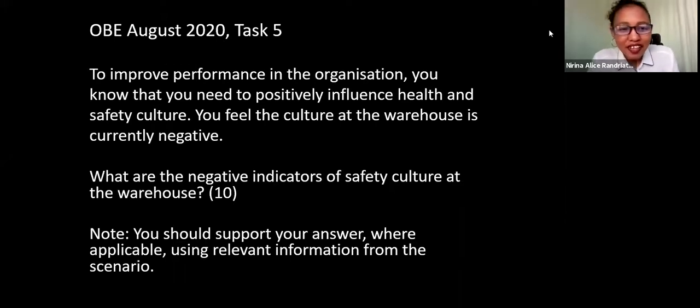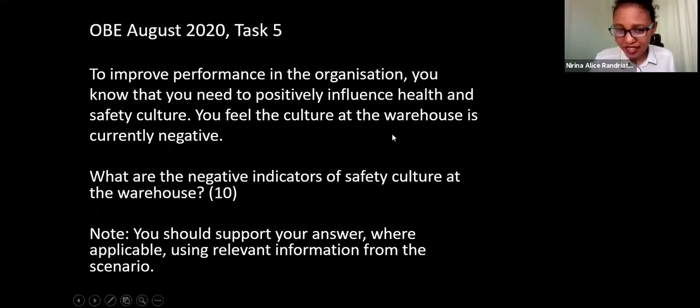You know that you need to positively influence health and safety culture. You feel the culture at the warehouse is currently negative. Question, what are the negative indicators of safety culture at the warehouse? Again, you should support your answer where applicable using relevant information from the scenario.